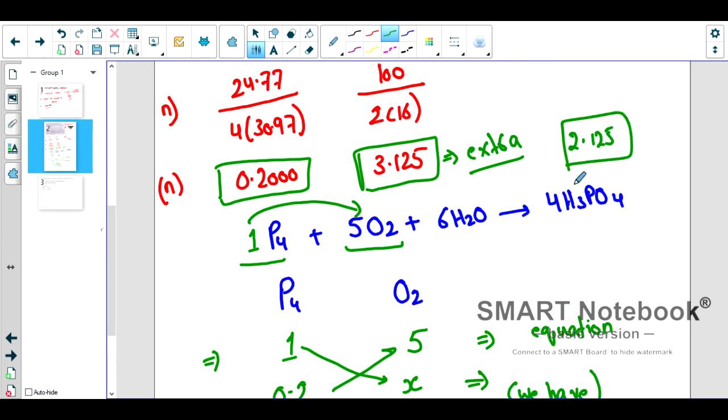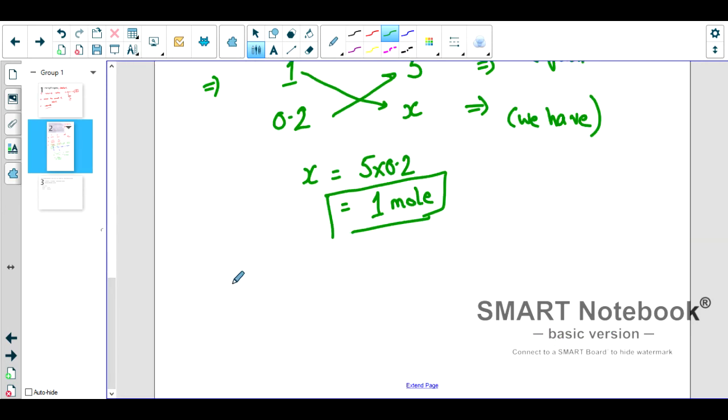So which one will be consumed earlier? Phosphorus is the one which will be consumed earlier. So which one is your limiting reactant? Limiting reagent is which one? Phosphorus. You can do it the opposite way also.